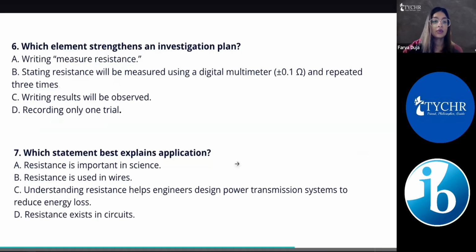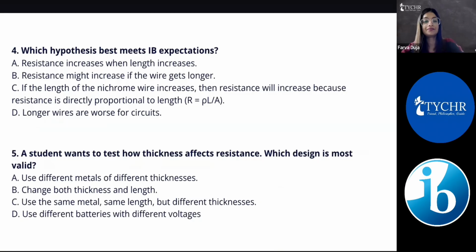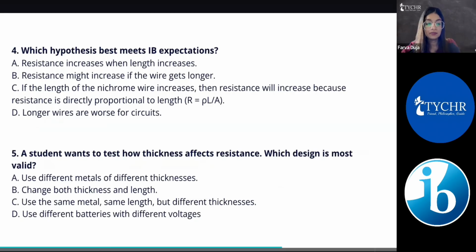Question 4. Question 4 is pretty straightforward as well. Good. It's C. We've already gone over this, so unless anybody has a question, I'm going to move on.